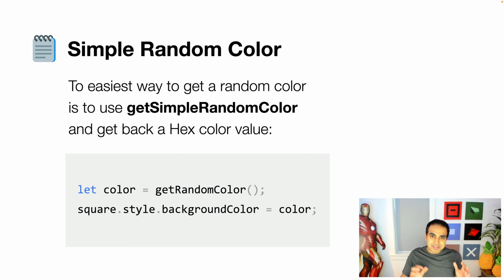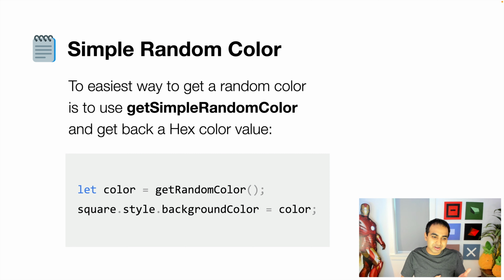So to generate a simple random color, if you just want a simple random color with no extra effort on your part, the simple solution is getSimpleRandomColor. This function, when you call it, returns a hex value. It takes something from the RGB color space and just returns a random hex value that gives you a color that is mostly random.